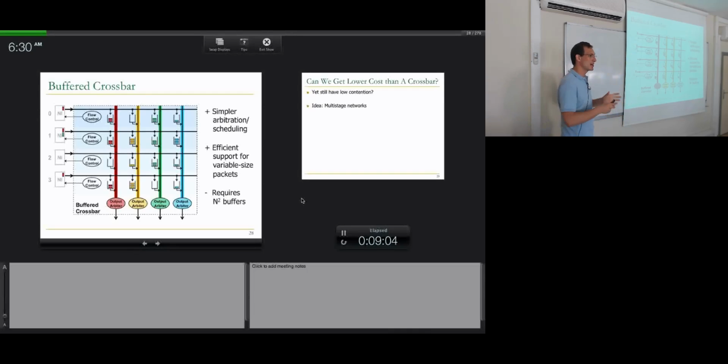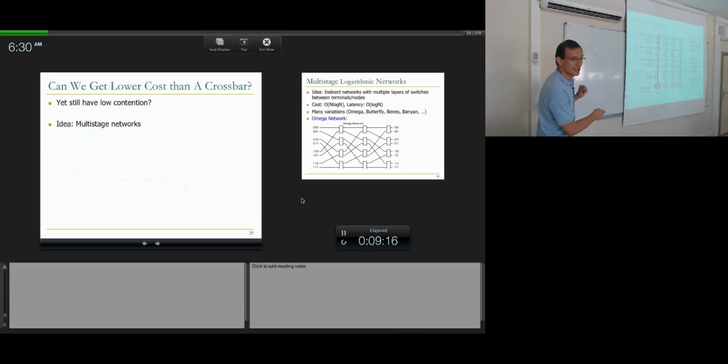Buffering may not be a big problem in an off-chip network, and certainly not in a software network. Although it is still a problem, it's less of a problem. But as you add buffers, they consume a lot of area and power in an on-chip network, as well as these flow control mechanisms. Okay, so people have asked this question for a long time. Can we get lower cost than a crossbar, yet still have low contention?